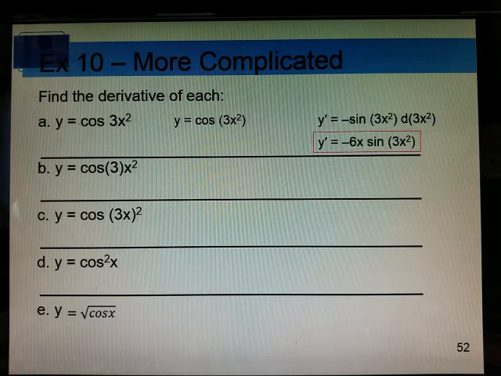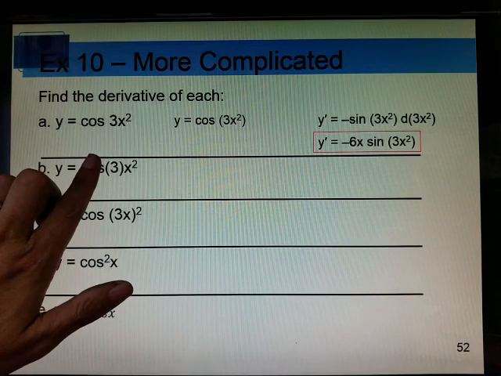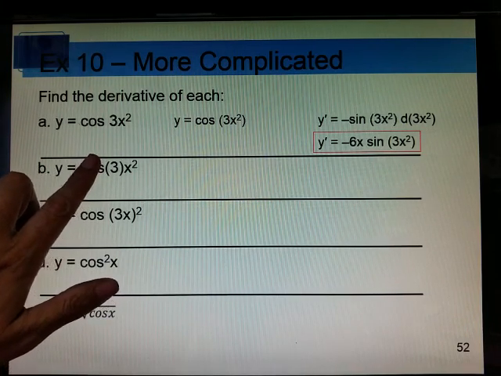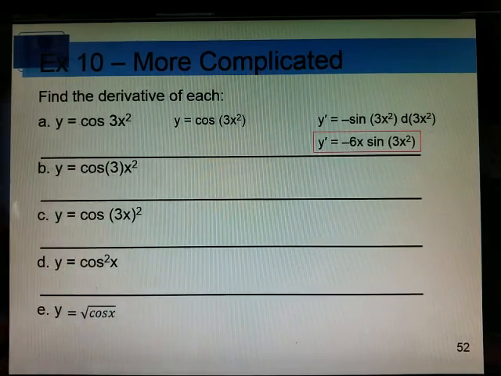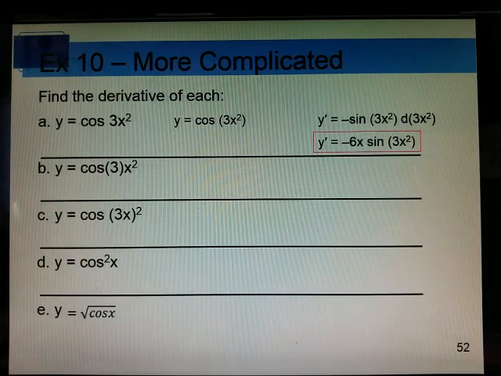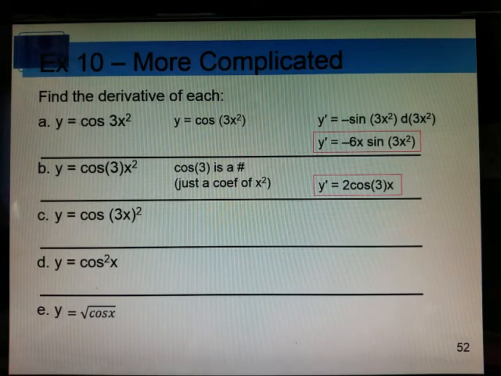All right, the next problem is a little different. It says the cosine of 3, and then that number is times x squared. See, the cosine of 3 is actually a coefficient. Let's do this for a second. If I covered up the word cosine, and that wasn't even there, you would have 3x squared, and its derivative would be 6x to the first. See, cosine of 3 is a number. That's just a coefficient. So this derivative would be 2 times the cosine of 3, and then x to the first. It was not the cosine of 3x.